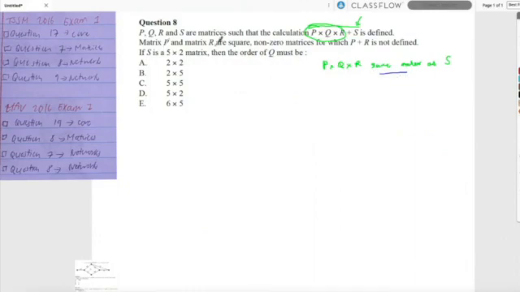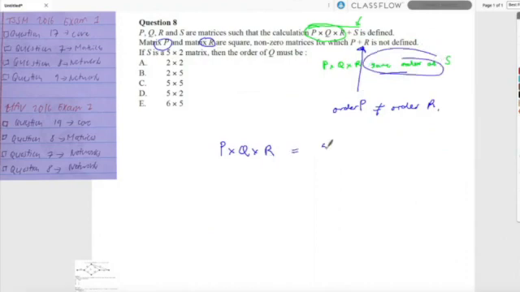Okay, P and R are square non-zero matrices for which P plus R is not defined. So there's more clues to this lovely puzzle. Order P does not equal order R, and they're both square. Okay, this is cool. If S is a 5 by 2, oh, there it is. So S is a 5 by 2, which means the order of PQR must be a 5 by 2.